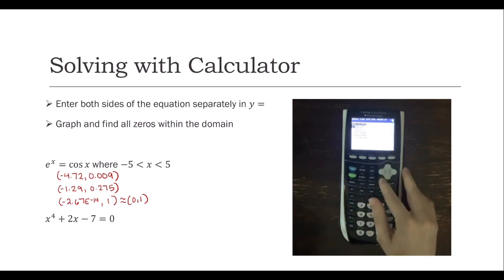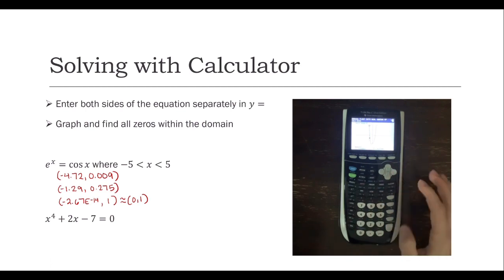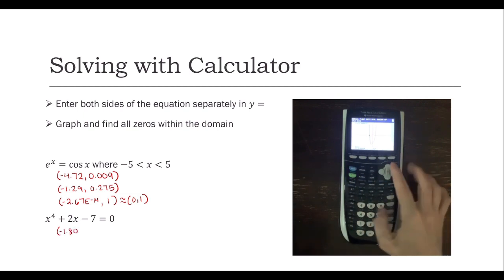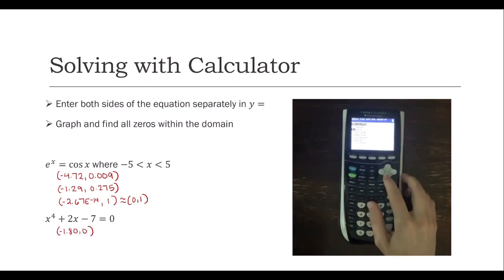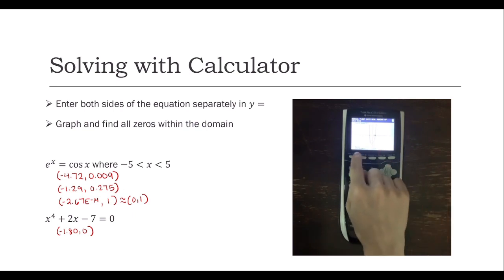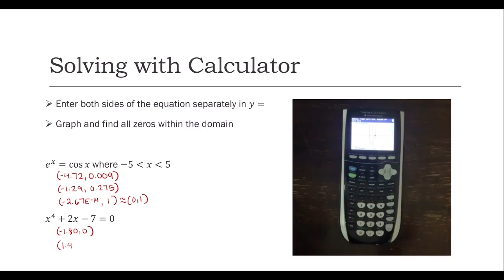We'll do second calc, 0. We'll go near our first 0, left bound, right bound, enter. So it's at negative 1.80, comma 0. And we'll find our next 0. We'll do our left bound here, and our right bound here. And it's 1.43, comma 0. So those are your solutions to the second one.